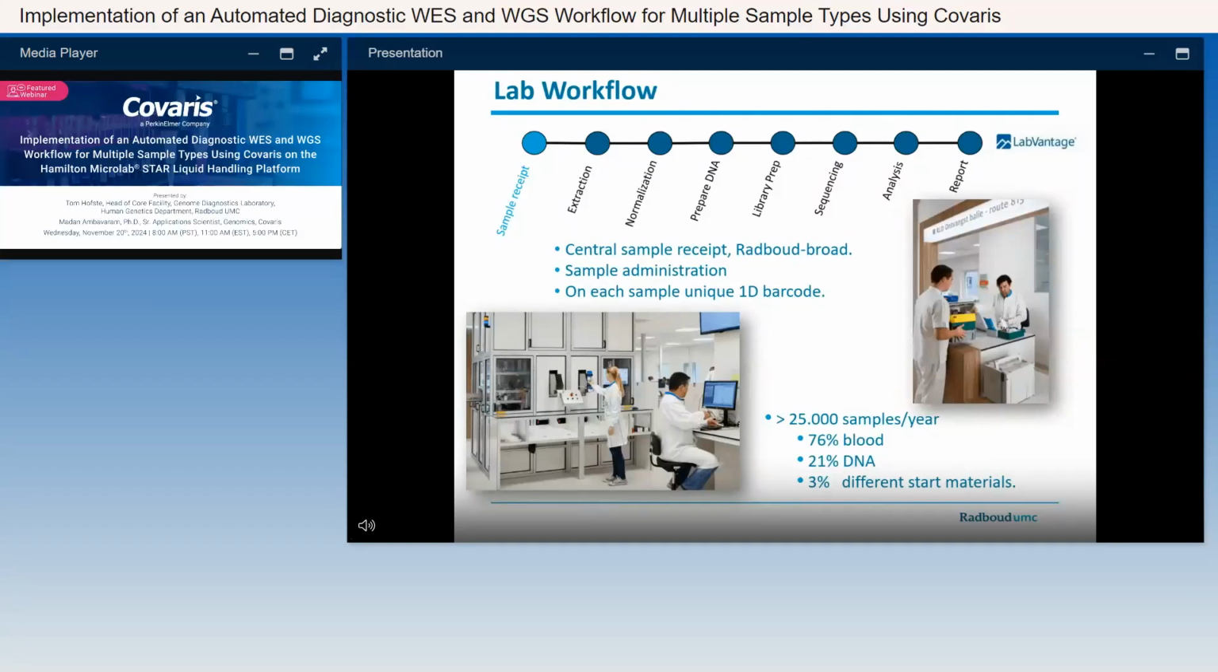The main workflow is DNA extraction out of blood, EDTA blood. Next to that, we receive DNA from different labs all over the world, which is 21%. And next to that, you get 3% different start materials. And that's a challenge, to get the same quality of DNA out of all these different materials or out of the DNAs that are sent in by other labs.